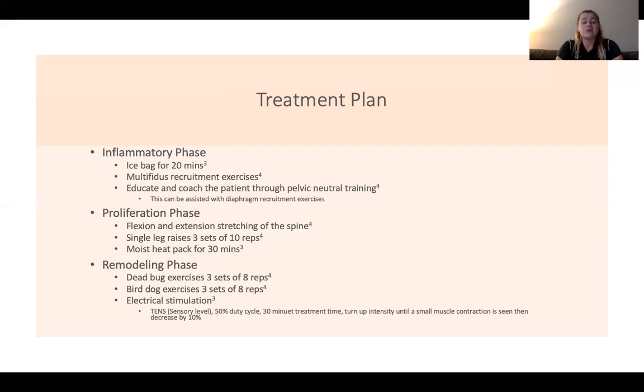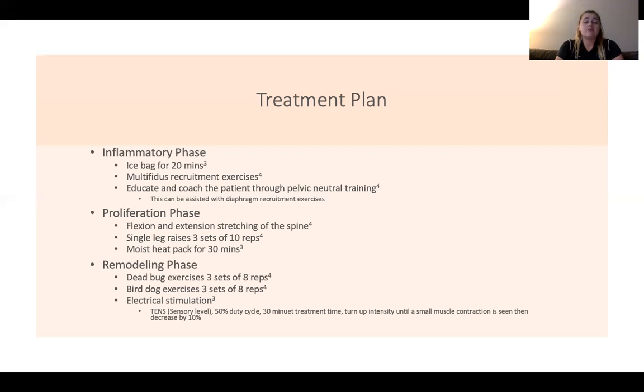Again, not only does it help strengthen the musculature surrounding that SI joint, it also helps strengthen the musculature of the legs so that maybe those legs won't pull on that SI joint as much as they are. And then a good modality for the proliferation phase, a moist heat pack for 30 minutes.